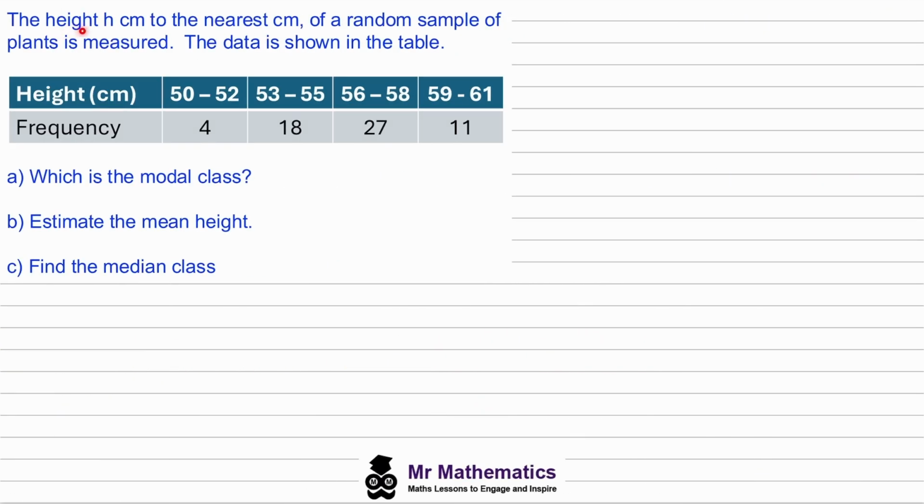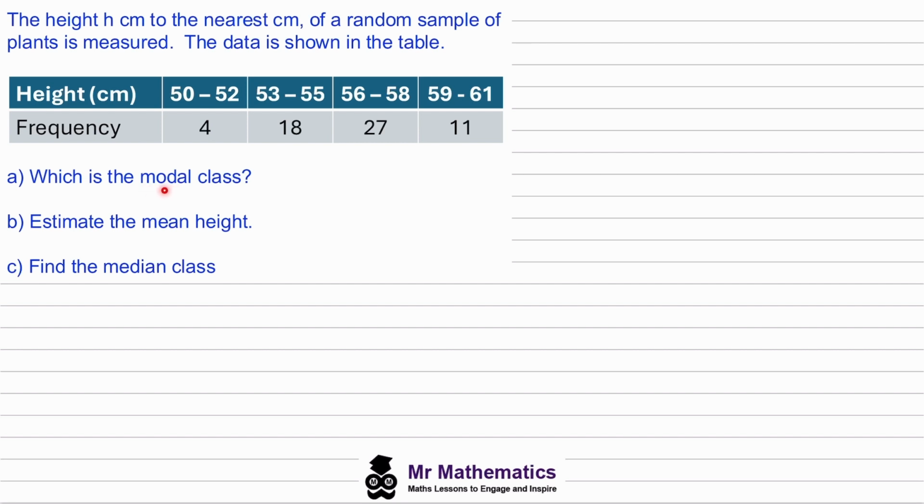So in this example, we're told that the height, to the nearest centimetre, of a random sample of plants is measured. The data is shown here. For part A, we've been asked to find the modal class. For part B, to estimate the mean. And then for part C, to estimate the median class. So again, do you want to try this question yourself? You can pause the video, and when you come back, we'll go through the solution.